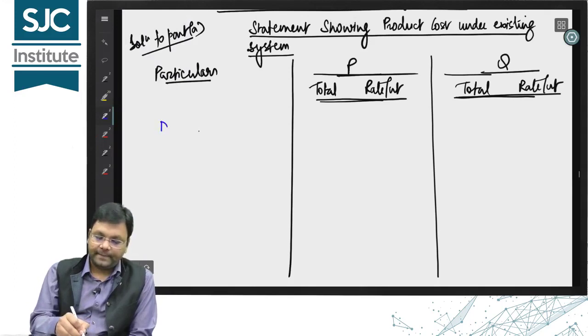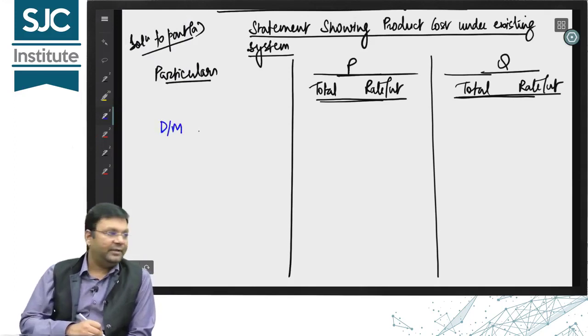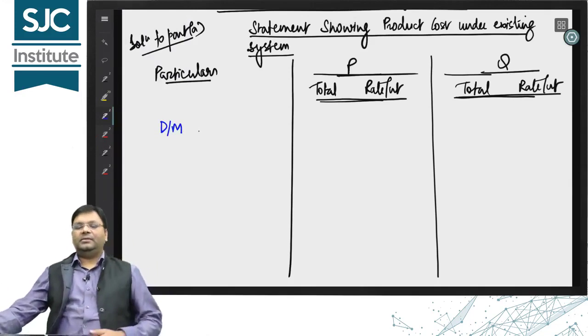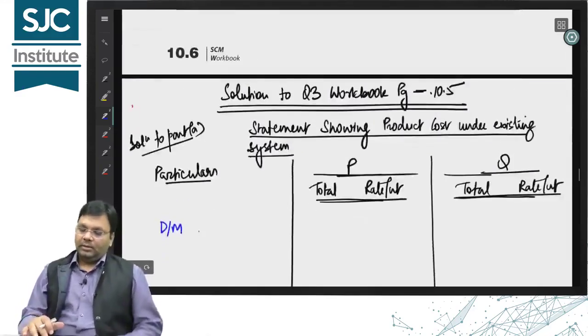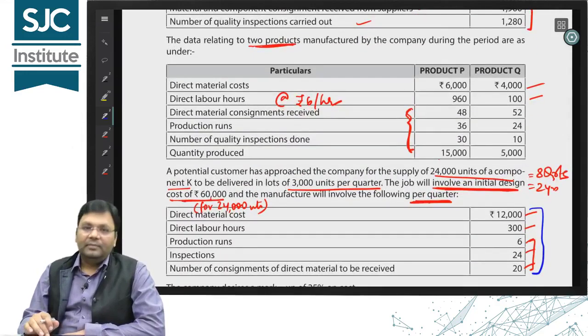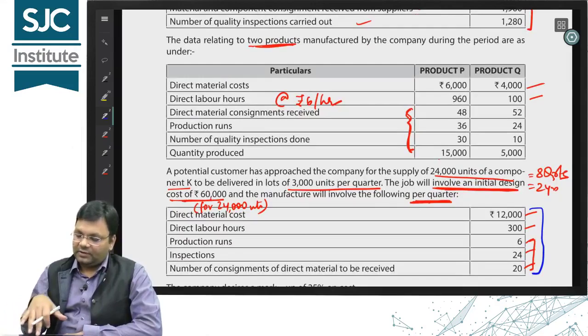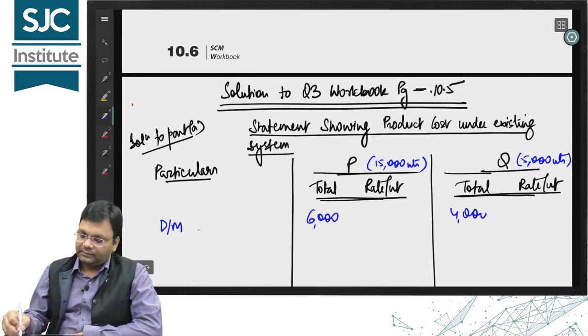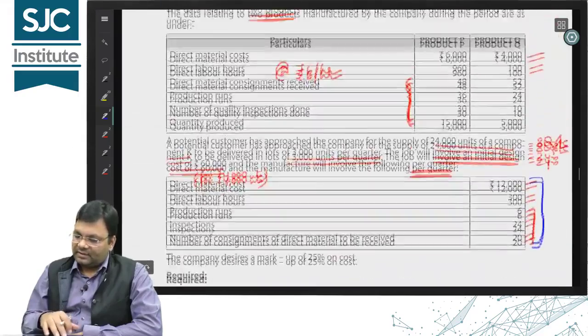First cost is direct materials. You can copy from above. Material and labor will always be the same, be it absorption costing or activity based costing. So 6,000 and 4,000. For P, the cost is for 15,000 units. For Q, the cost is for 5,000 units. So the cost here is 6,000 and 4,000.